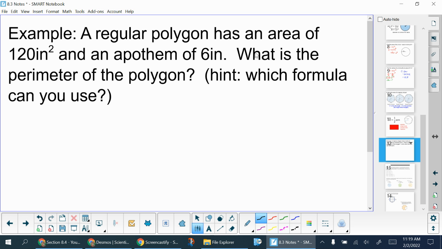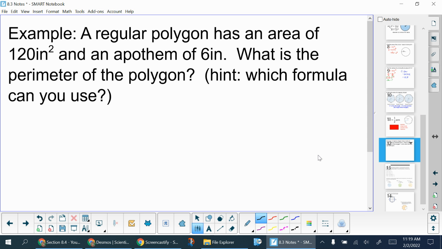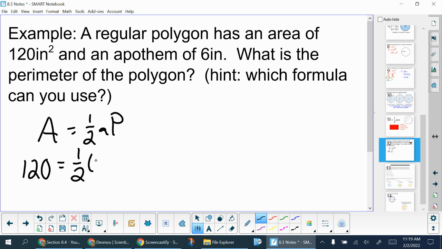In this question, they are telling us the area, they are telling us the apothem, and they are asking for the perimeter. The formula we pick needs to have those 3 variables in it, and it can't have any more. And so we need to definitely use this second one here. Area equals 1/2 AP. And so I'll plug in what I know, 120 equals 1/2 times 6 times P.